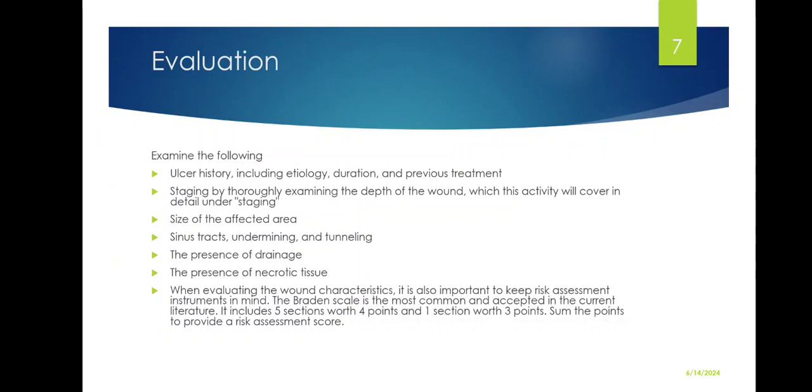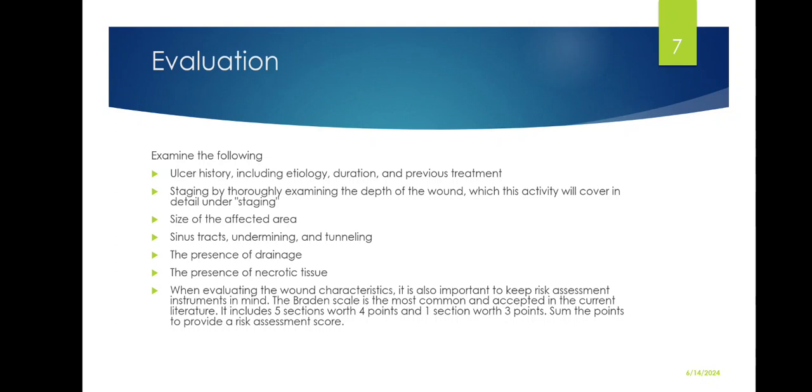Evaluation. You need to examine the following: the history of the ulcer, including the etiology, duration, and any previous treatment. Then staging needs to be done by thoroughly examining the depth of the wound, which this activity will cover in detail under staging. The staging follows after a few slides. Then you need to look at the size of the affected area, any sinus tracts, any drainage, and presence of necrotic tissue. When evaluating the wound characteristics, it's also important to keep risk assessment instruments in mind. The most common risk assessment tool is the Braden scale.